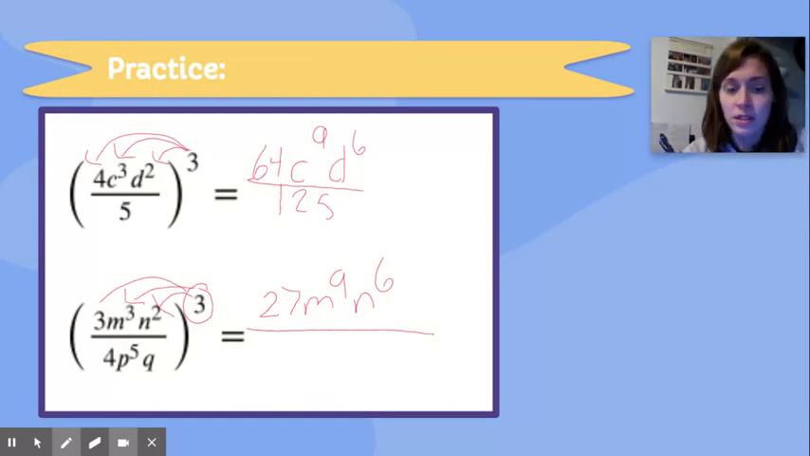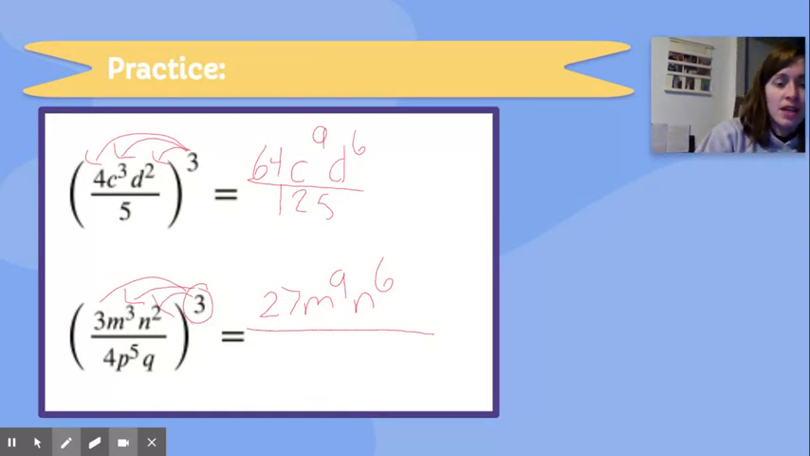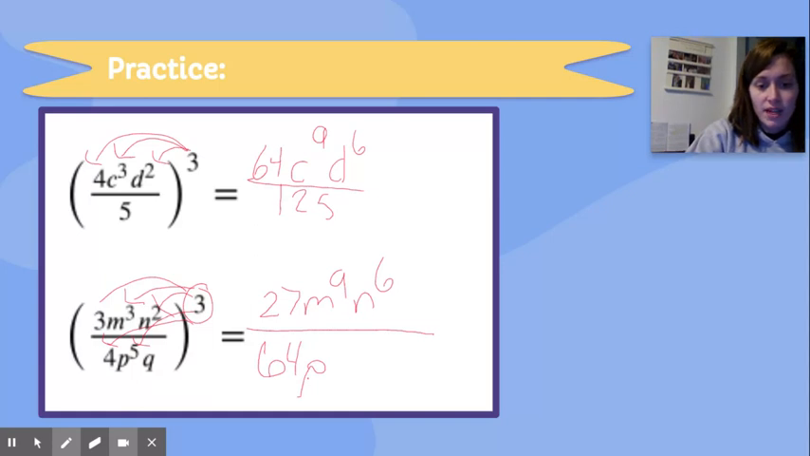And then we go on to do the denominator. So 4 to the third gives us 64. And then p to the 5th to the third, we multiply the exponents. 5 times 3, and that gives us 15. And then distribute the 3 to the q. 1 times 3 is 3, so we're left with q to the third. And now we're done.